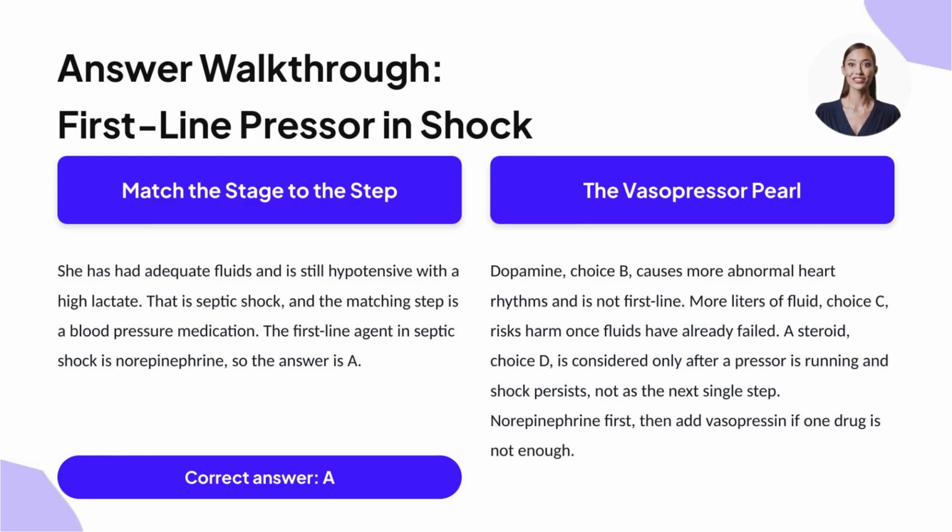So lock in the sequence the exam loves. Norepinephrine first, and then add vasopressin if one drug is not holding the pressure. The correct answer is A.